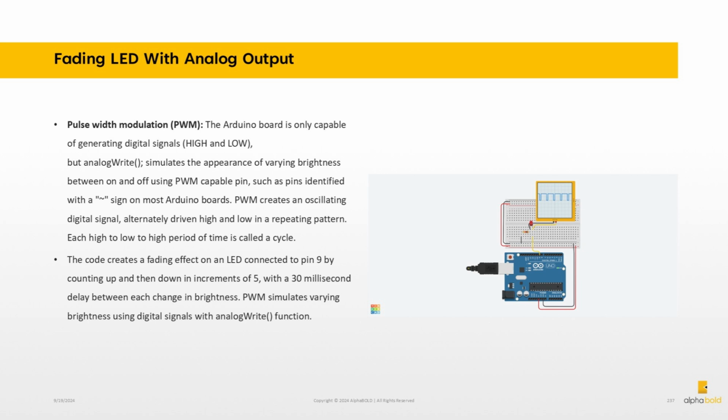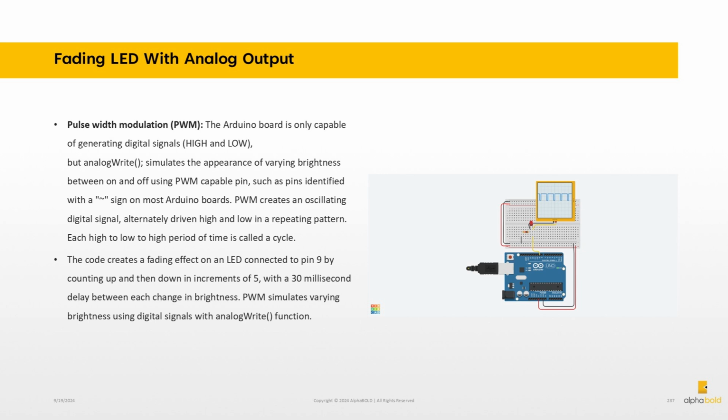PWM is commonly used to control the speed of motors, the intensity of LEDs, and various other applications where precise control of power or voltage levels is required. By changing the duty cycle, the percentage of time the signal is high, PWM can effectively regulate the output and achieve a desired level of control.